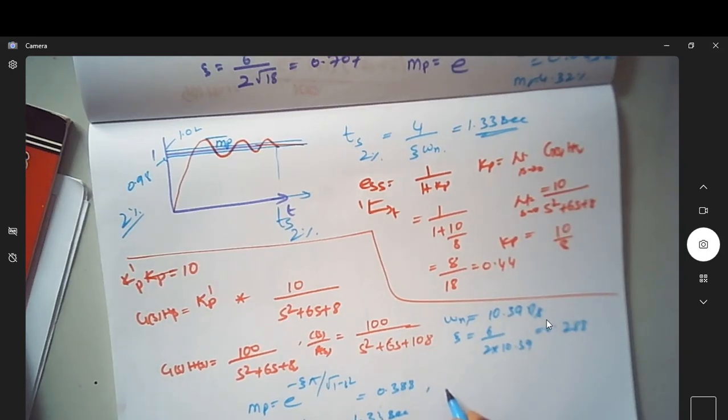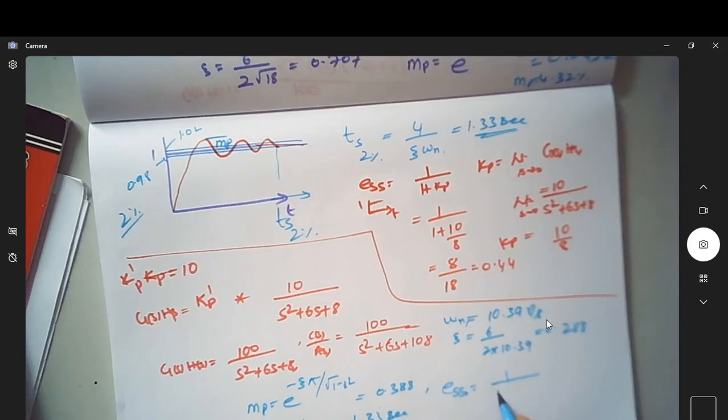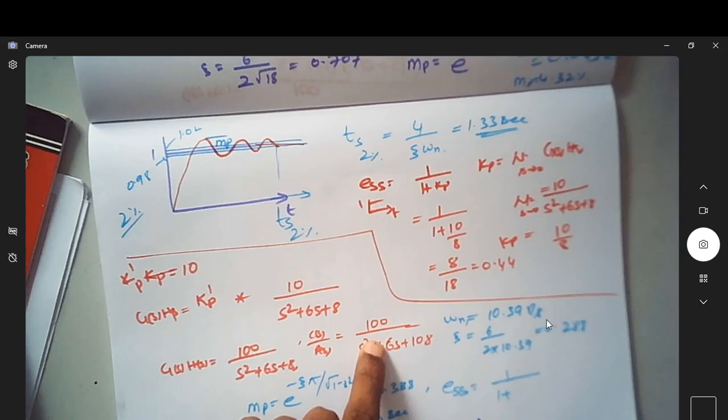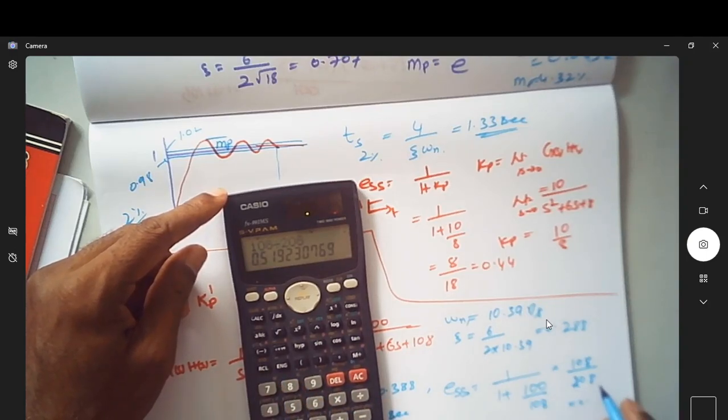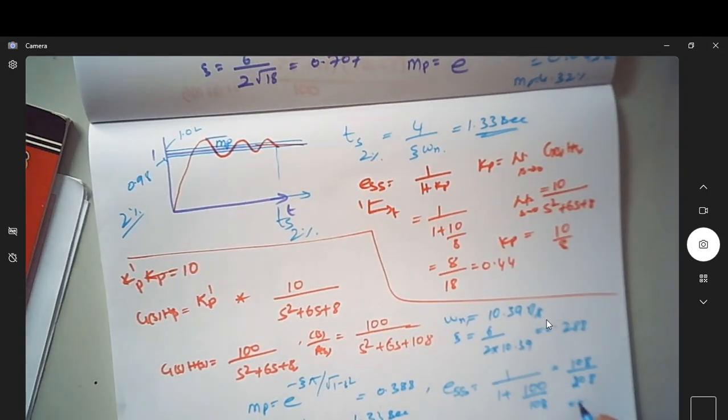Let us also find what is Ess. Ess is equal to 1 over 1 plus Kp. So Kp is now this value. This is my G(s) into H(s), is it not 100 by 108? So what is this? 108 by 208? Sorry, just a minute. It's not 108 by 208.